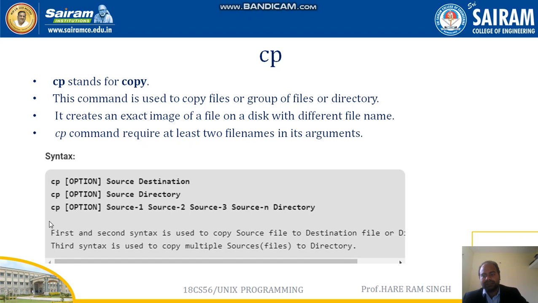Now see here, the different syntax we have: cp option source destination, or cp option source directory, or cp option source1, source2, source3, ... sourcen directory. In this one, the source is the original file name. You want to create a copy of the source, so you write the destination file name. If you want to copy the file into a directory, you write the directory name. If you want to put more than one file in the directory, you can do that too.